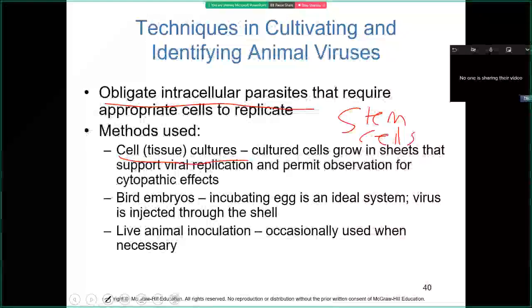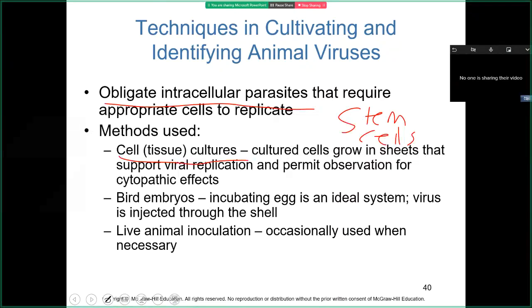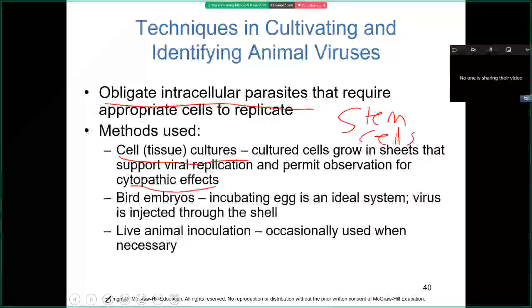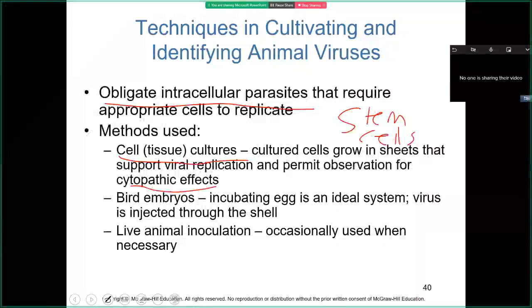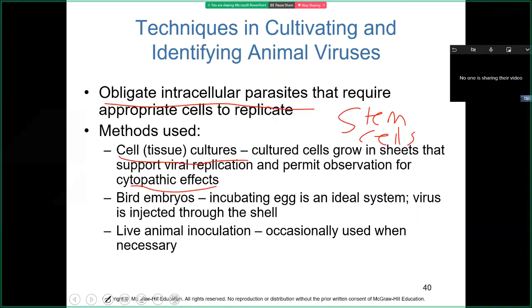And you can get lots of viruses that way, or you can actually study the infected cells to see how they respond to the virus, so you can study cytopathic effects. So cell culture, tissue culture is one way to go there to affect those.